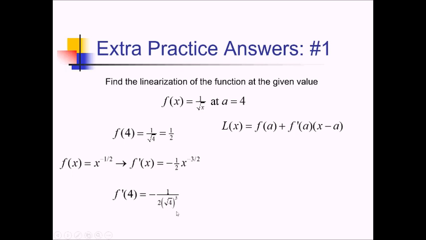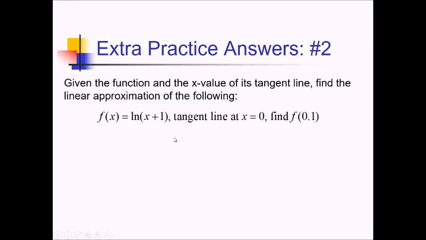Taking this step by step, square root of 4 is 2. Cube that, we've got 8 times 2 is 16. So this is negative 1 over 16. Plugging it all back into this formula, we have L of x equals 1/2 minus 1 over 16 times x minus 4.